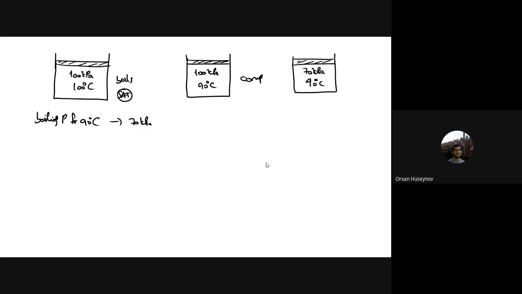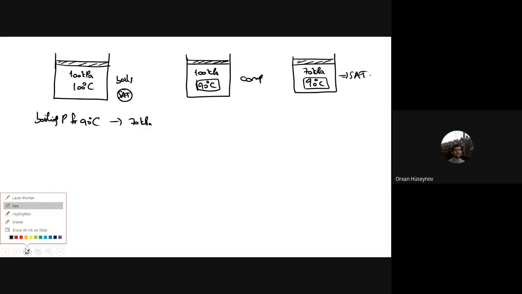So what will happen to the region now? What will be the region for the third one? Boiling pressure for 90 degrees is 70 kilopascals, so it will be saturated. Yes, you're right. If you decrease the pressure, you don't play with the temperature. Temperature is constant. I've just decreased the pressure and changed the region. You see the opposite happens. Instead of increasing, decreasing helps.